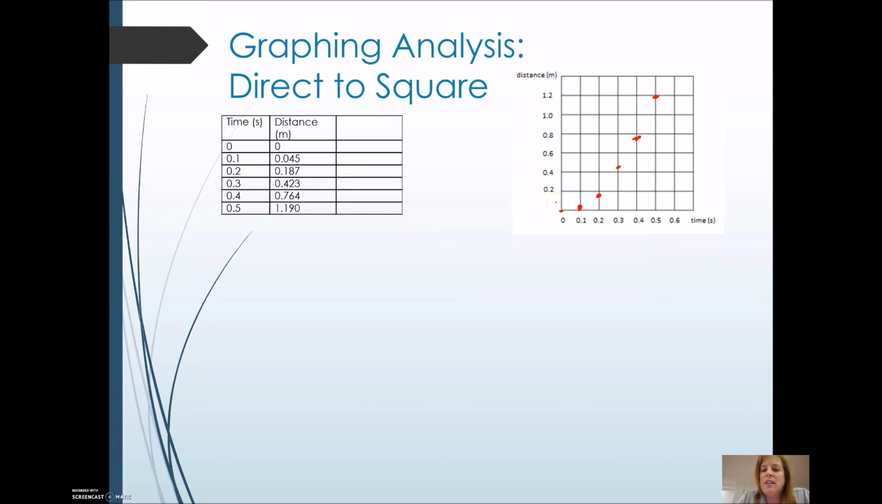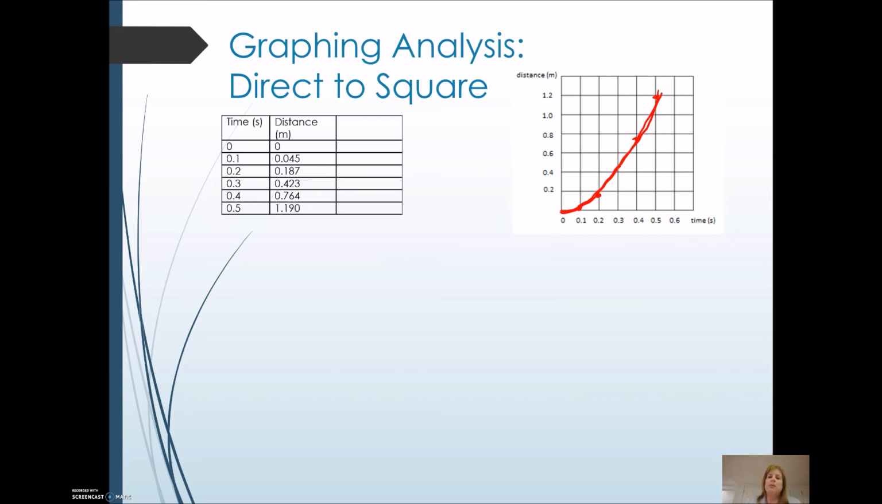And so when we draw this, you're going to draw a smooth curve. Again, no dot to dot. We're going to draw a smooth curve, which goes through some of the points there. But a smooth curve up, and you can see that it has that parabola relationship, that top open parabola relationship there. So that would be a direct to square.